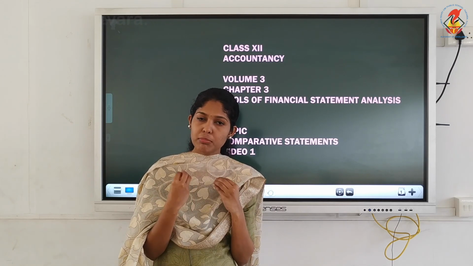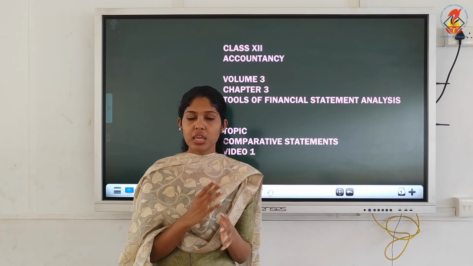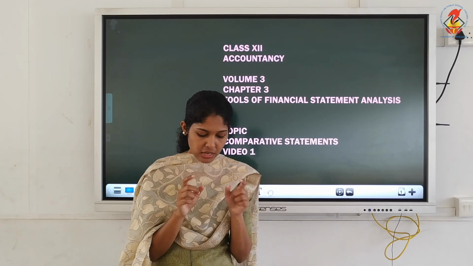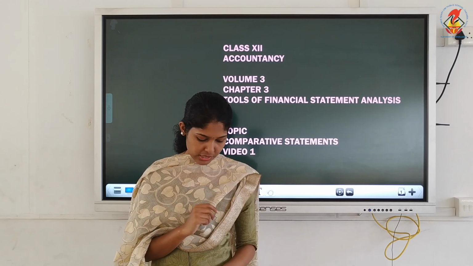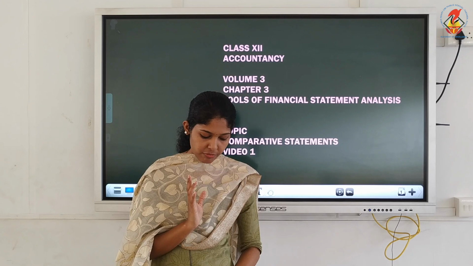Usually these items will be given directly in the question. If it is not given, change in inventory, how will you take? Opening minus closing. So there itself within brackets you write opening minus closing. Then employee benefit expenses, finance cost.